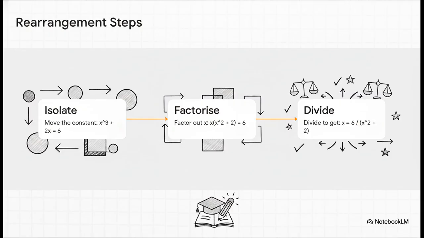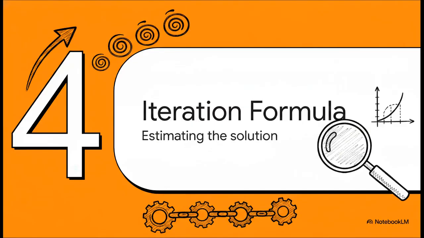First, move that negative 6 over to the right side to isolate the constant. Second, factor out an x from the remaining terms on the left. And finally, just divide both sides by the bracketed term, x squared plus 2. That leaves you right at the target equation. Easy C1 mark secured.